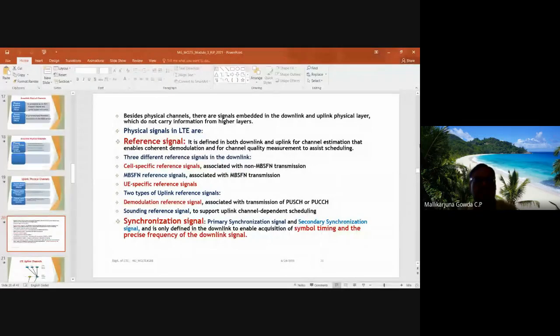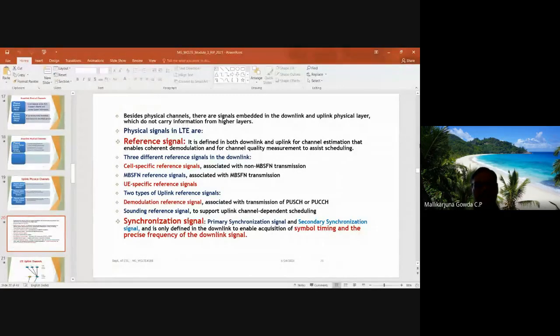This reference signal comes under the physical signals in LTE. That is one thing, the reference signal. The second one is the synchronization signal. Broadly, one is a reference signal and the second is the synchronization signal. Under the reference signal, I said how many are in uplink and how many in downlink. For the synchronization signal, there are two types: the primary synchronization signal and the secondary synchronization signal.